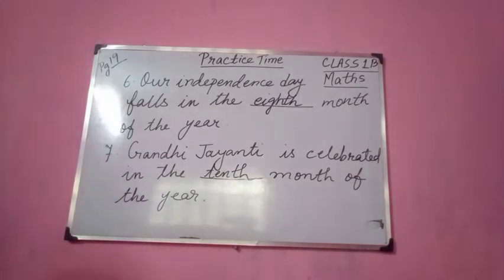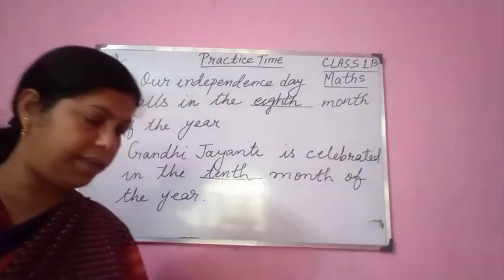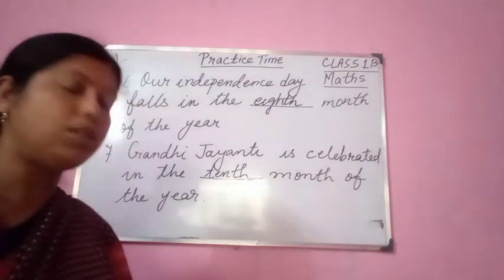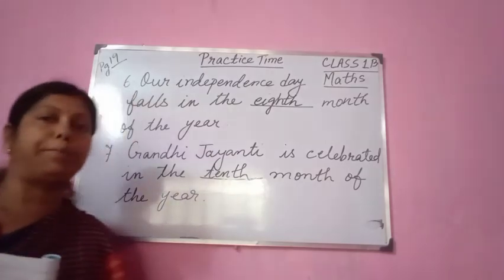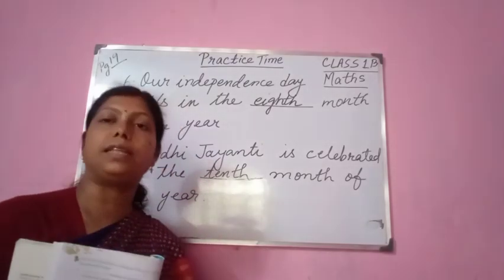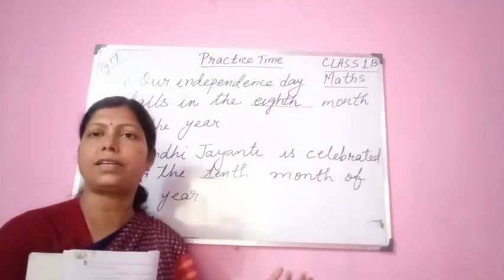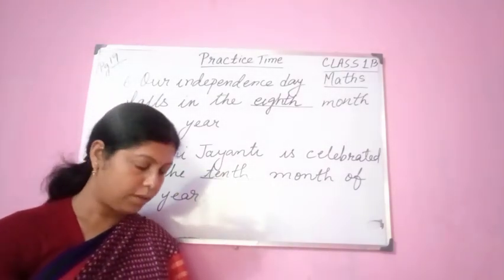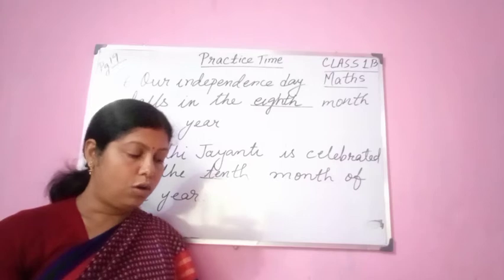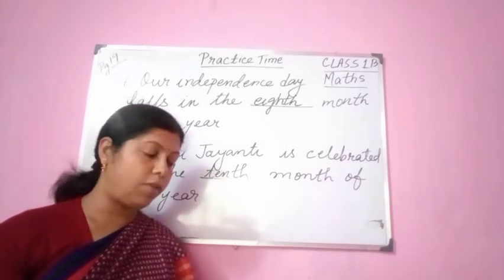Once again, our Independence Day falls in the 8th month of the year. Gandhi Jayanti is celebrated in the 10th month of the year. The most important thing here is you have to fill in the blanks with the correct ordinal numbers. Ordinal numbers tell us the position of people or something. It can be any object. Please learn the names of the months also.